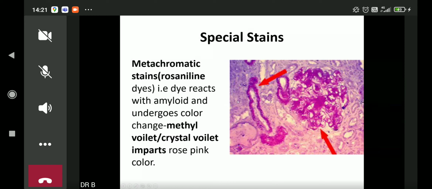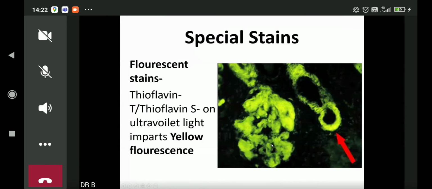Then second last is a metachromatic stain. What are the metachromatic stains? Methyl violet or crystal violet. What does it do? The dye reacts with amyloid and undergoes a color change. So that is why it's called metachromatic. Metachromatic means that it initially had some other color, but after a reaction, it has given another color. So when you react methyl violet with amyloid, it gives a rose pink color. Then finally is the fluorescent stain, thioflavin T, thioflavin S, which on ultraviolet light imparts a yellow fluorescence.